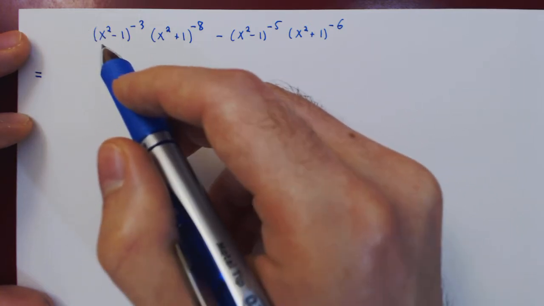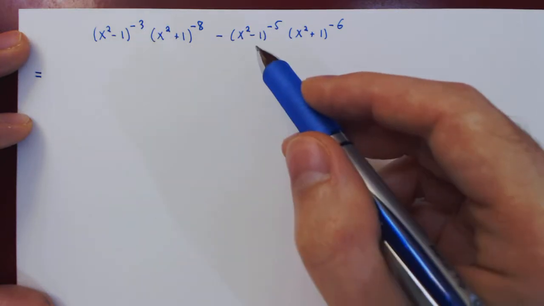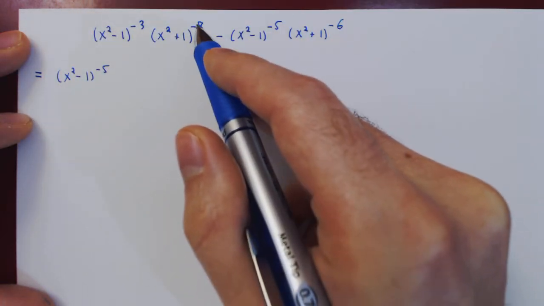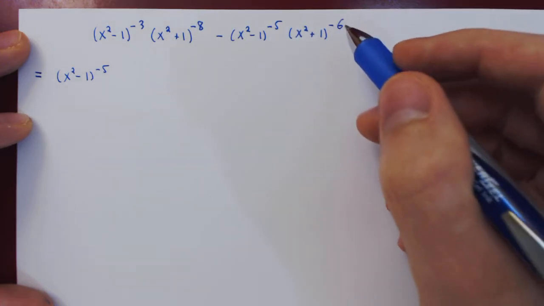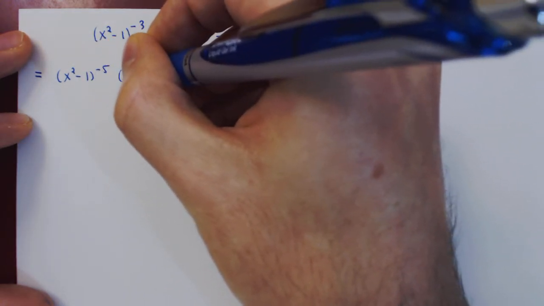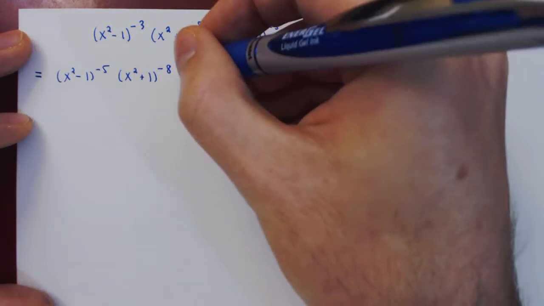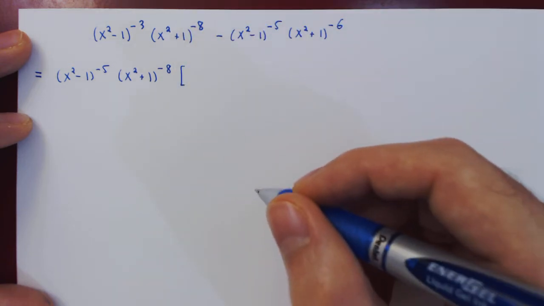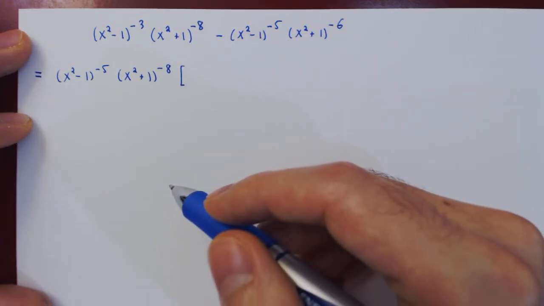So we always factor the term that has the smallest exponent. So negative 5 is smaller than negative 3, so we factor from both x squared minus 1 to the negative 5. Then for x squared plus 1, negative 8 is smaller than negative 6, and so we factor x squared plus 1 to the negative 8. Those are the only two common terms, and so now we open up our parentheses and write down what's left over from each of the two terms.